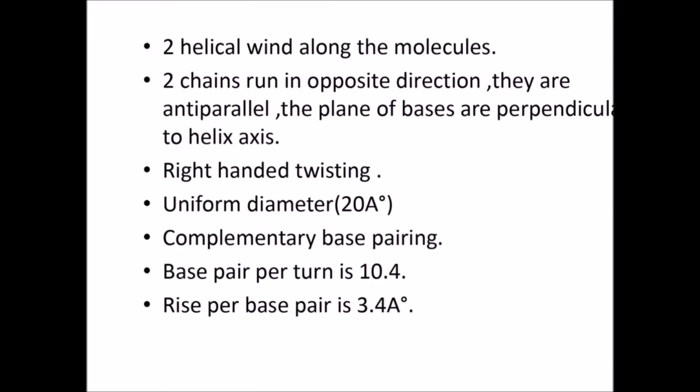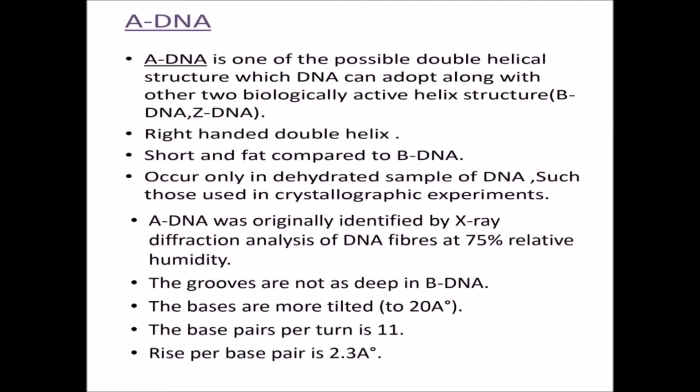The two helices wind along the molecule, the two chains run in opposite directions, they are anti-parallel, and the planes of bases are perpendicular to the helix axis. Right-handed twisting, uniform diameter, complementary base pairing, base pairs per turn is 10.4, rise per base pair is 3.4 angstrom. The next one is A-DNA.